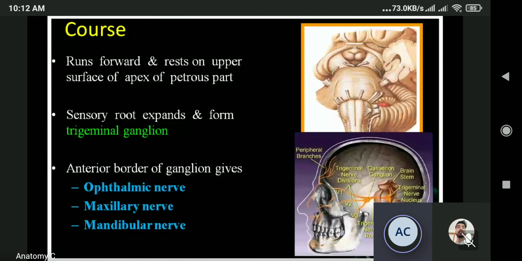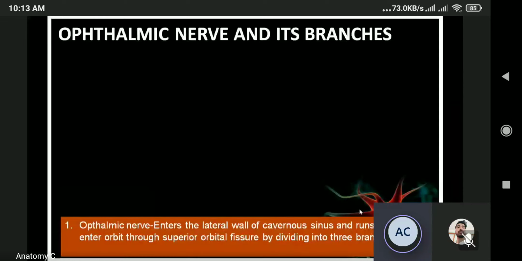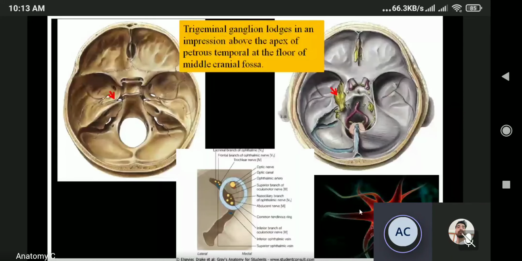Now, how will it enter? How will it come out from the cranium? First, just see the ophthalmic nerve.